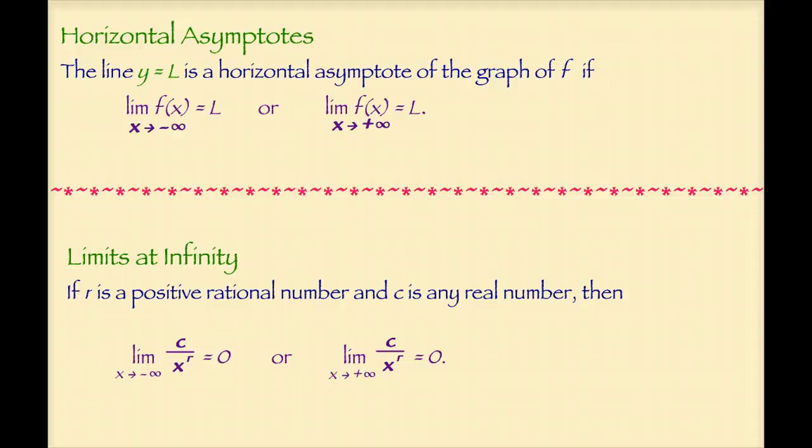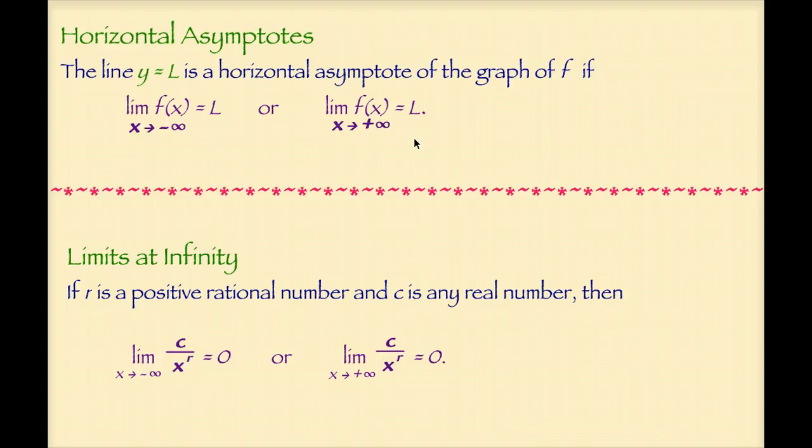It almost seems as though we could discuss limits at infinity and horizontal asymptotes as if they are the same thing. And notice here we're going to define horizontal asymptotes as a limit. The line y equals L, a horizontal line, is a horizontal asymptote of the graph of f if the limit of our function as x approaches negative infinity is L, that line, or if the limit of our function as x approaches positive infinity is that line.